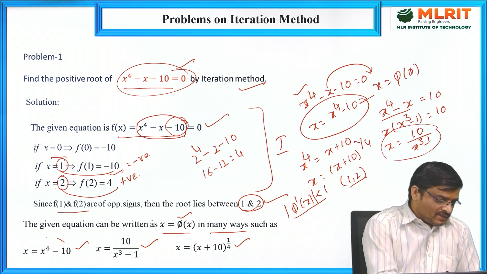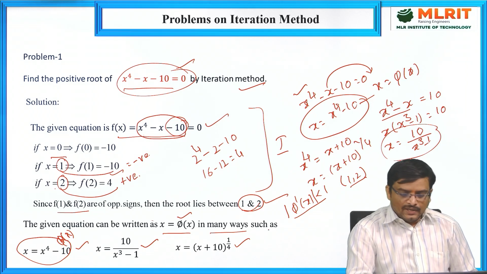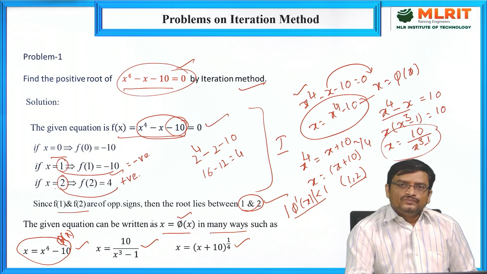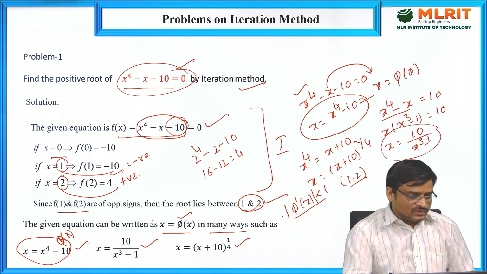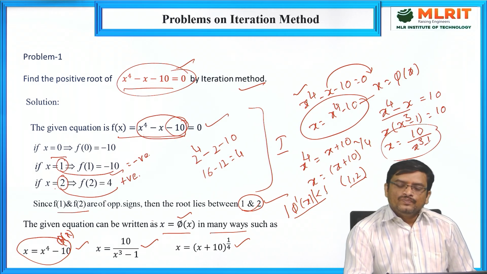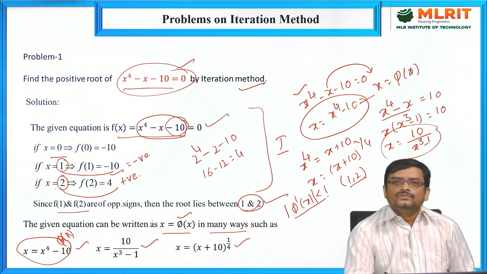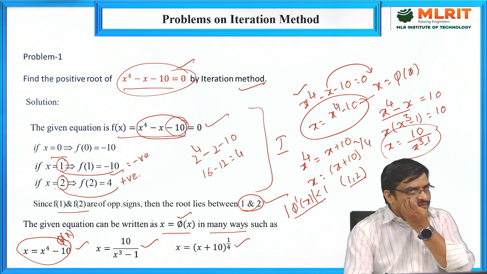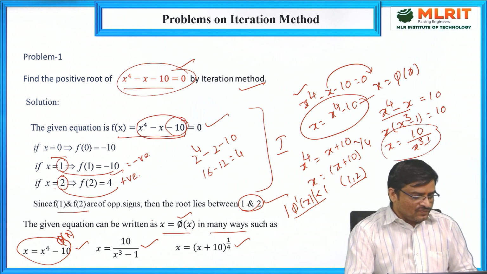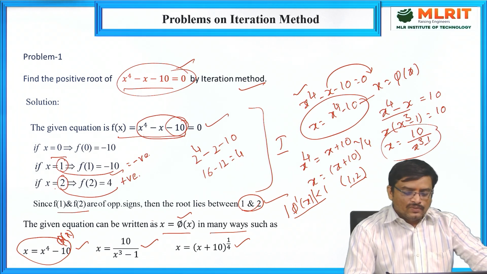Suppose you consider this one, this becomes the phi of x value, and you find its derivative. You take any point in this interval, substitute it in phi dash of x, and that value should be less than 1. You take another value in this interval, check the condition, and that value should also be less than 1. One by one, we don't know which of the forms satisfies this condition. Now let us check one by one.